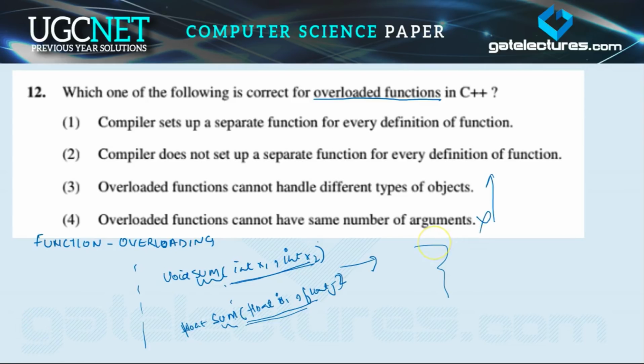So this is wrong. Overloaded functions cannot handle different types of objects. Yes, they can handle different types of objects. So it's also wrong. Compiler does not set up a separate function for every definition of function. No, it's not true. The reason is, as we explained, if we have different functions with the same name but different arguments, the compiler will decide according to the best match which to use among all these functions. In this case, the compiler sets up a separate function for every definition, because different definitions are there. So it sets up a separate function for every definition of a function available in your program. So option 1 is the correct one.